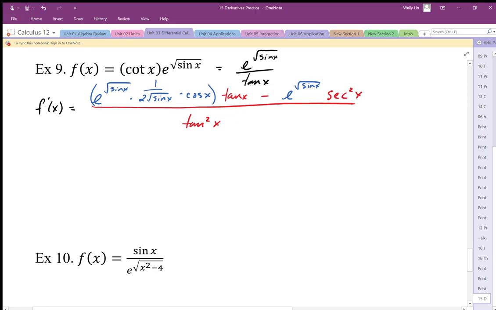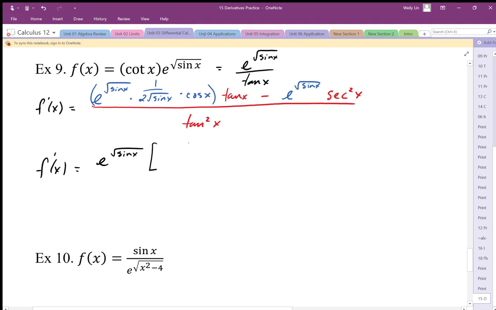Again, I could try to simplify some of this. Really, the only thing I can simplify is the common factor of e to the root sine x. I'm just going to clean it up a little bit, just make it easier to work with if I need to calculate a derivative or a slope. So I'm going to factor that out.